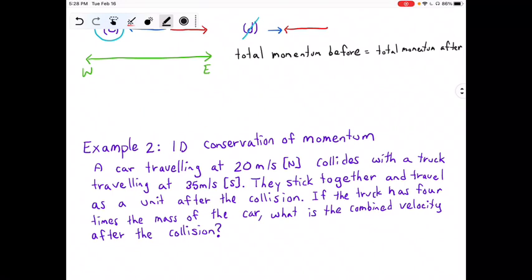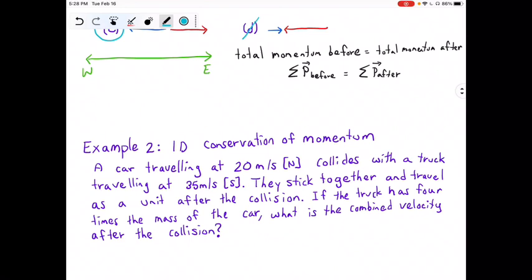Or writing this in math language, we would write sum of the momentum before equals sum of the momentum after. You might remember conservation of energy back from Physics 20, or maybe in your chemistry class where you talked about conservation of mass, where the total energy or the total mass before and after an event, like a chemical reaction or like some object falling is common in Physics 20, remains the same.